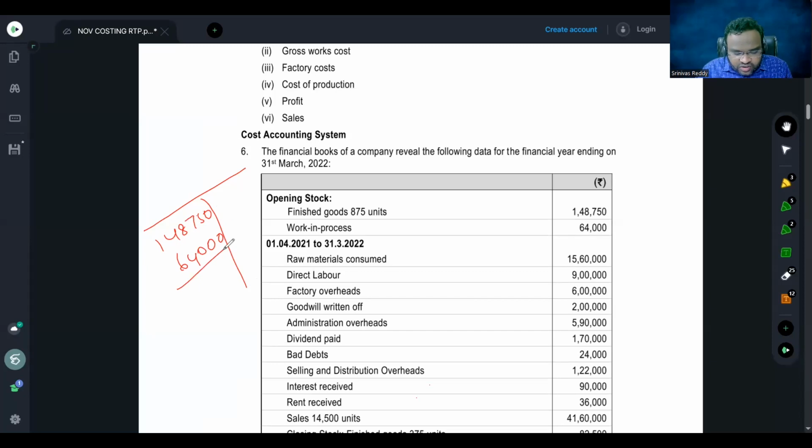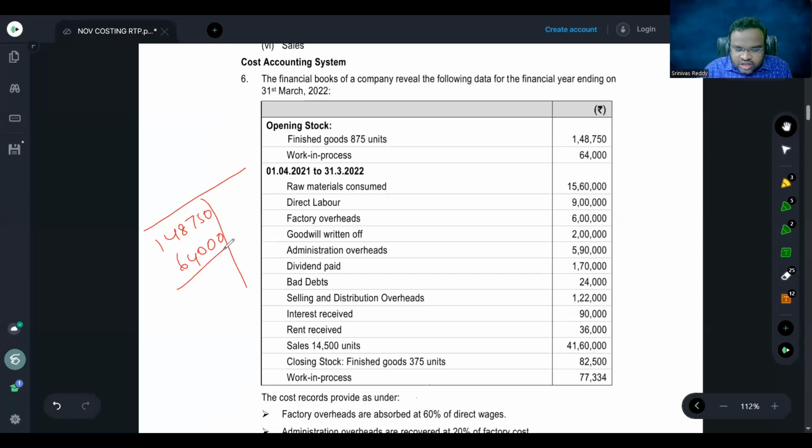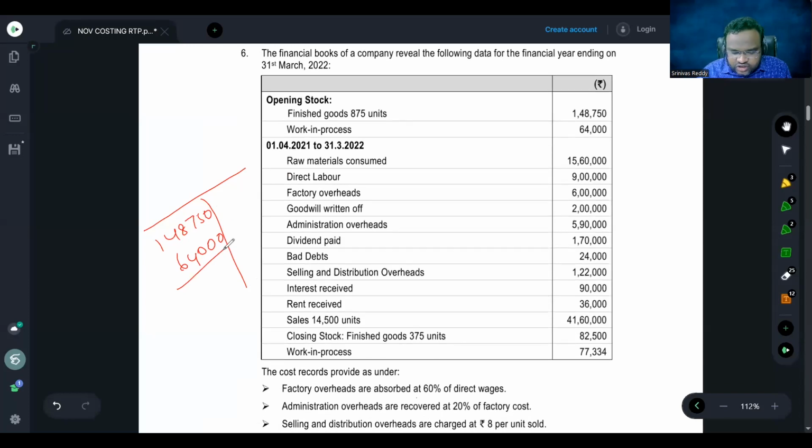And this is all about the raw materials consumed. Raw materials consumed 15,60,000. This is a part of debit. So raw material consumed 15,60,000. Direct labor 9 lakhs. Factory overheads 6 lakhs.